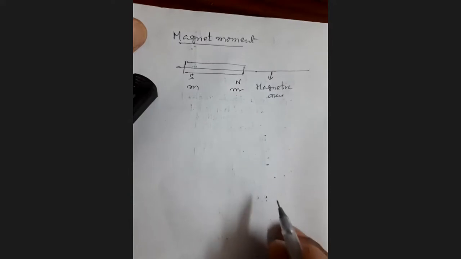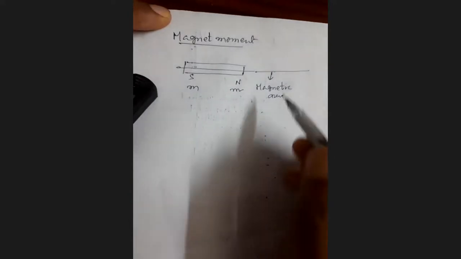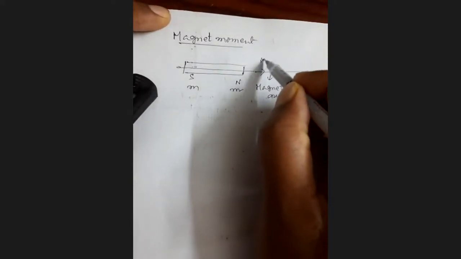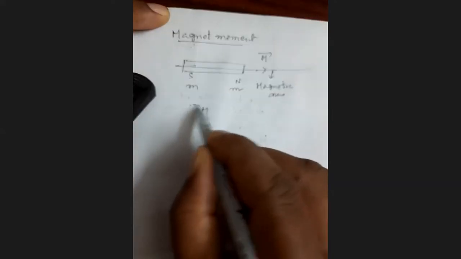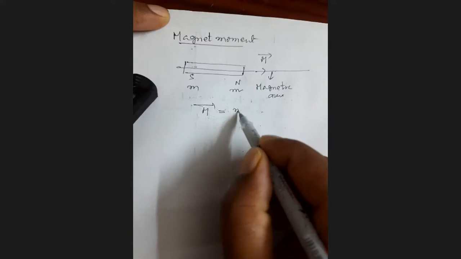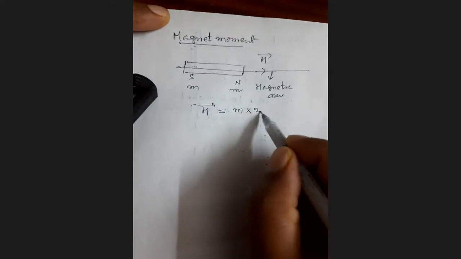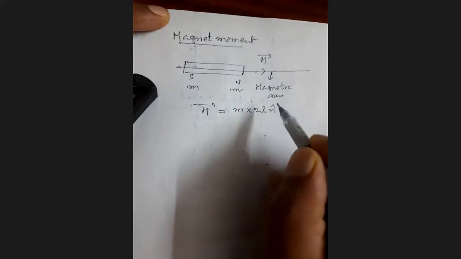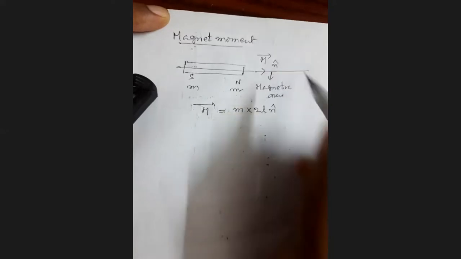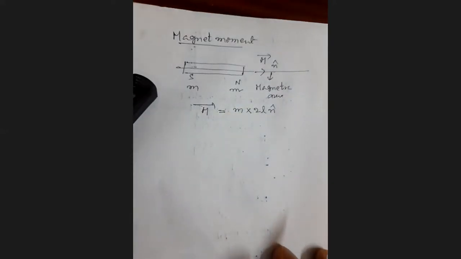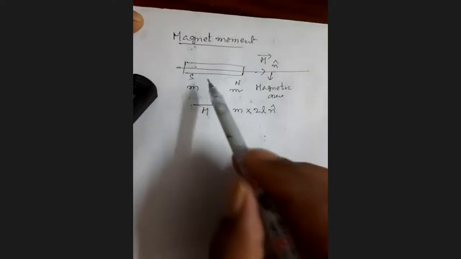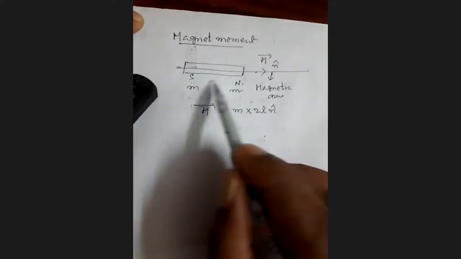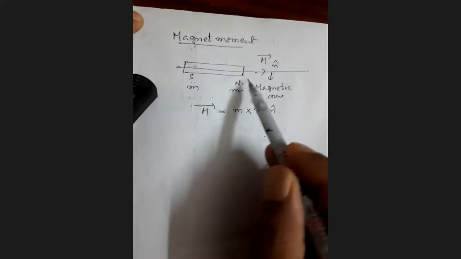What is the direction of M bar? From south to north along the axis. M bar is defined as the product of pole strength and magnetic length, 2L into N cap. Here N cap direction is from south to north along the magnetic axis. So this bar magnet is equivalent to the magnetic dipole. Why? Because here south pole strength and north pole strength are equal in magnitude and opposite in nature.